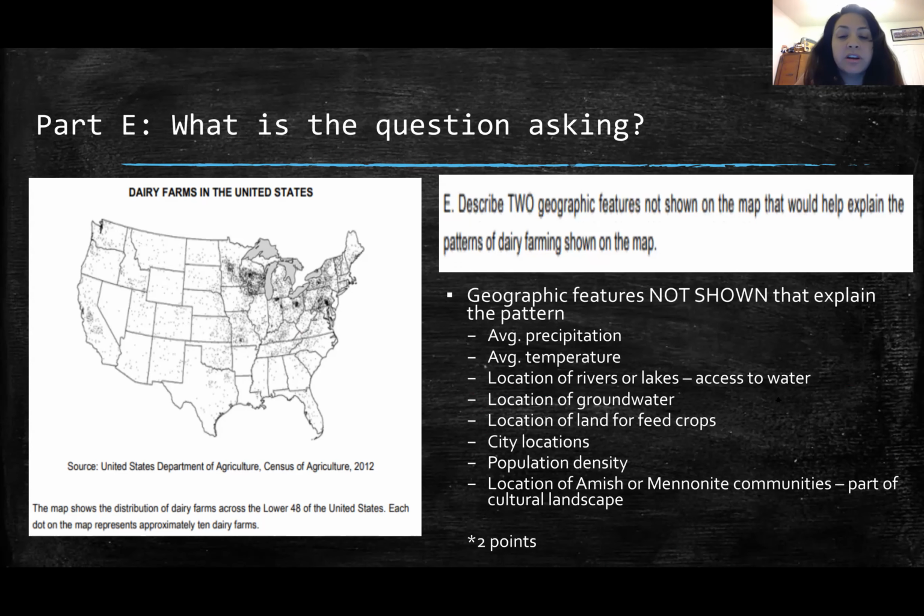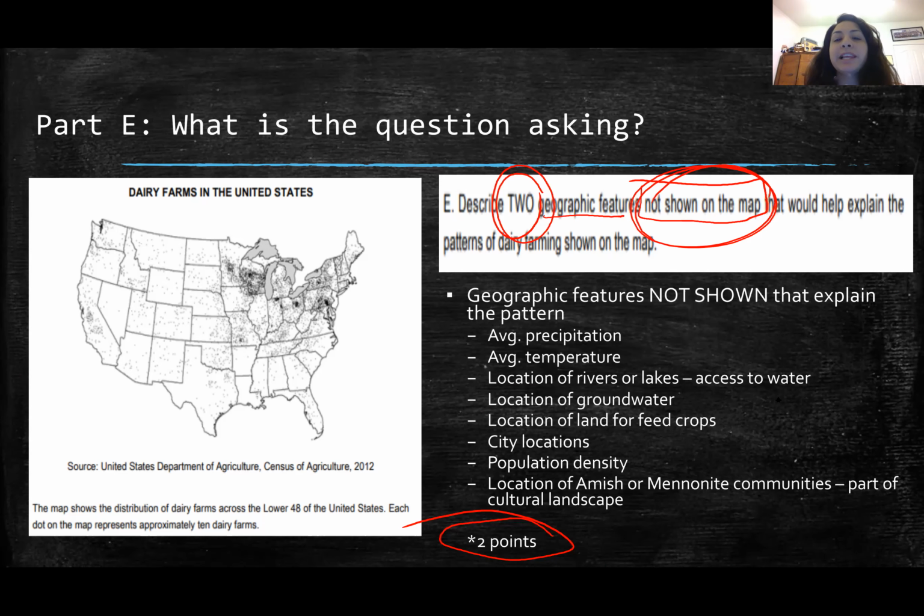Okay, letter E. This is the only one you're going to notice that is worth 2 points. So letter E says describe 2, so 1 point for each, right? Geographic features not shown on the map, not shown on the map. That's a biggie. All right, that would explain the patterns of dairy farming. All right, rain. Rain is nowhere on that map. You can't see anything about the rain. You can't see anything about the temperature. It's going to make a big difference if it's redonkulously hot and you don't have enough water for your dairy animals, right? The location of rivers or lakes.